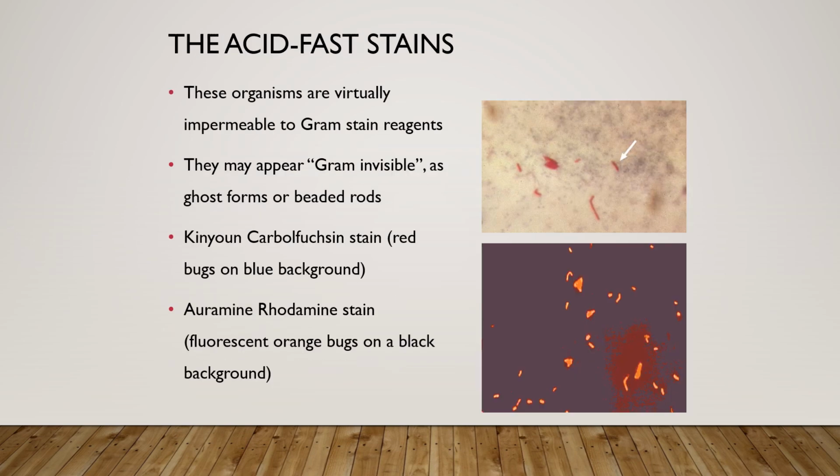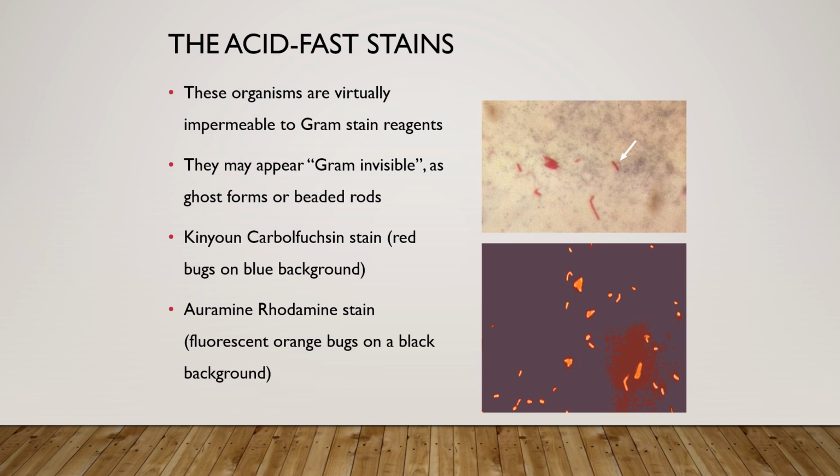Acid-fast organisms don't stain very well with gram stain. They're actually called gram invisible, and they will stain as ghost forms or beaded positive rods. There are a couple stains that we can use to identify these organisms on a direct exam. We can use the Kinyoun carbolfuchsin stain or the auramine rhodamine stain. The Kinyoun carbolfuchsin stain is considered a cold stain and takes about 5 minutes. The reason it's called a cold stain is because there's no heating required like with the Ziehl-Neelsen acid-fast stain, which does require heating of the reagents.